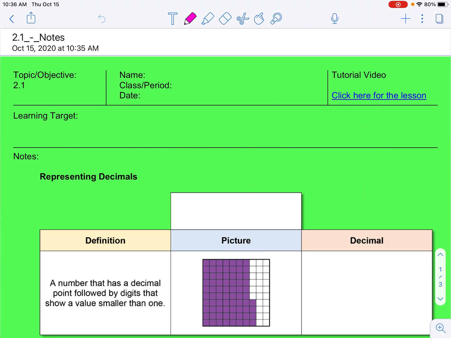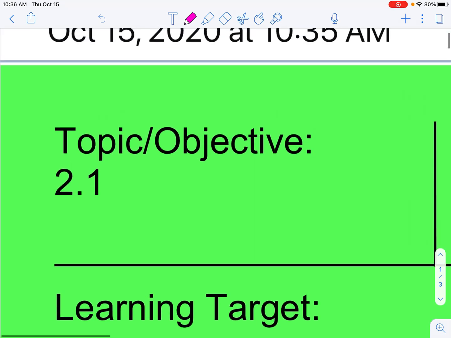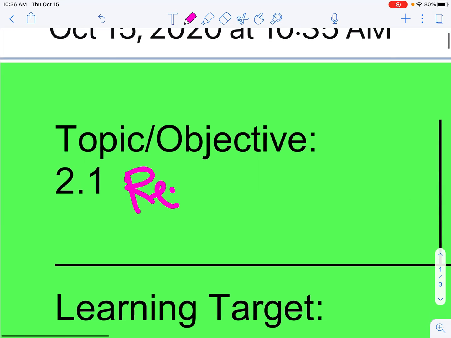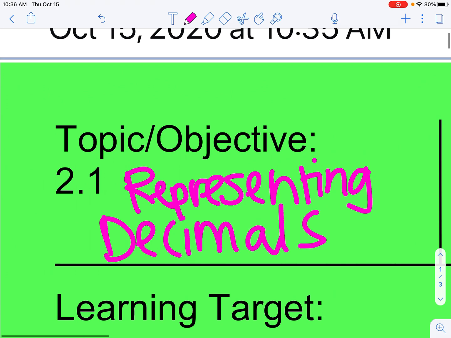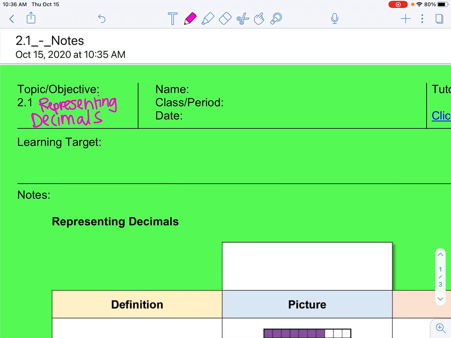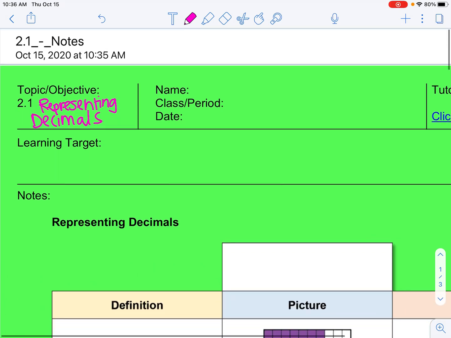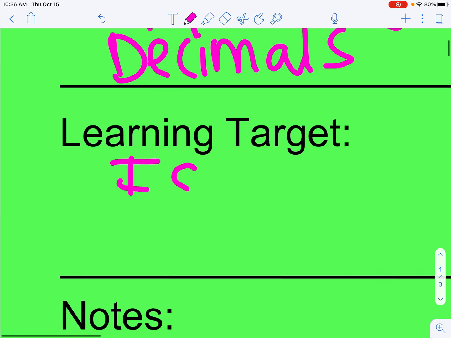Today we are going to start the first lesson of Unit 2. Unit 2 is going to be all about decimals. So let's get started. We're going to fill out the top part of our notes. Our topic is representing decimals. And our learning target is I can represent decimals using words, pictures, and numbers.